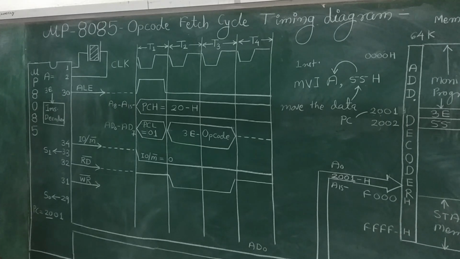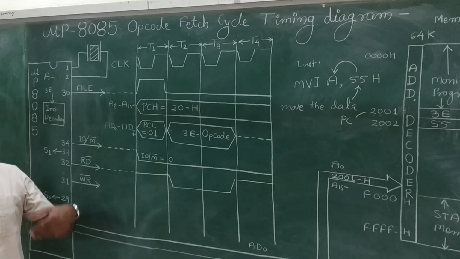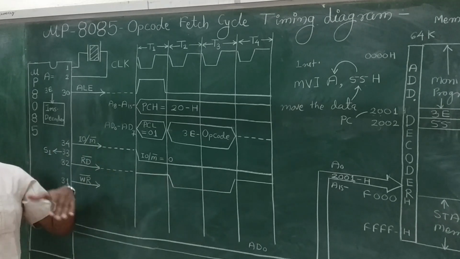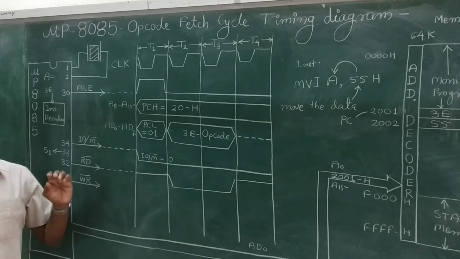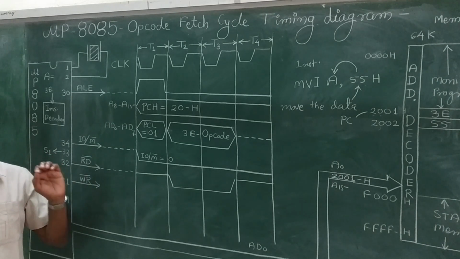If we see the write bar, it will not be activated. There is no role of write bar. But this IO/M bar and read bar combined, if they are fed to a decoder or to gates 74LS32 and a combination of 74LS04.